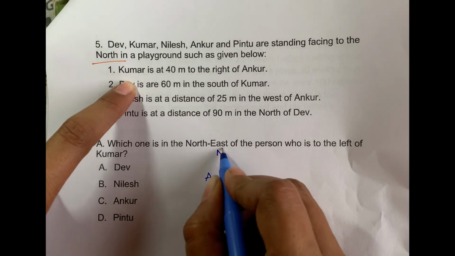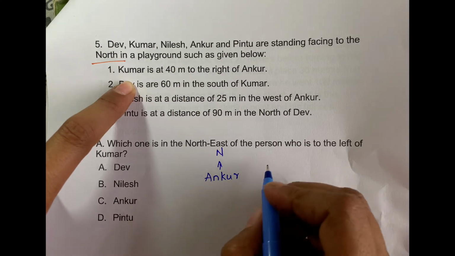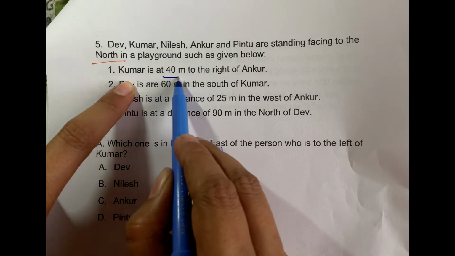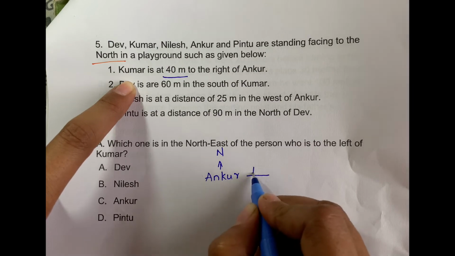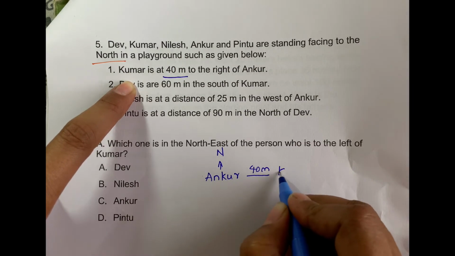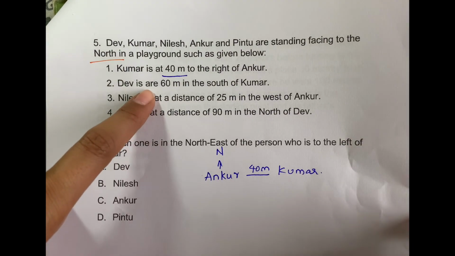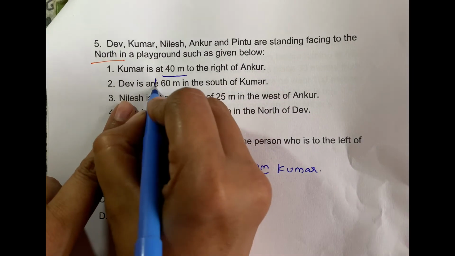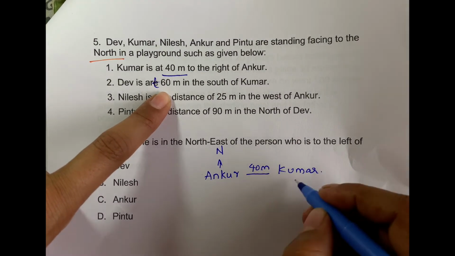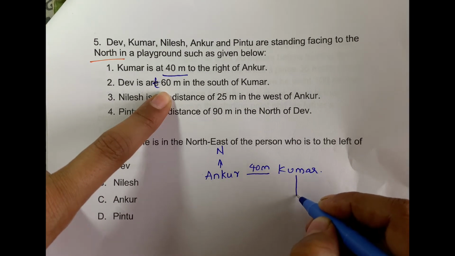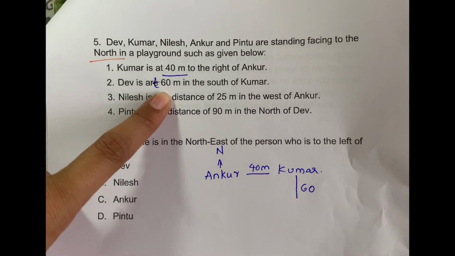Since this is north, Ankur is facing this way and this is the right, isn't it? So Kumar is at 40 meters to the right of Ankur. So here at a distance of 40 meters, Kumar is there. Then Dev is at 60 meters in the south of Kumar. So south of Kumar is downwards. Here it is 60 meters.